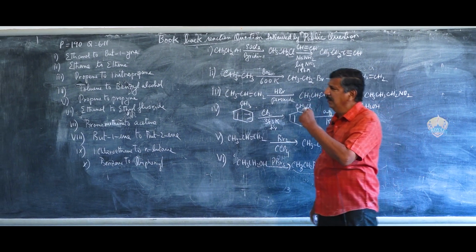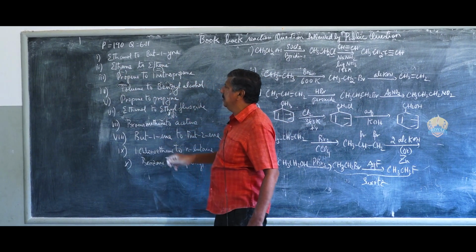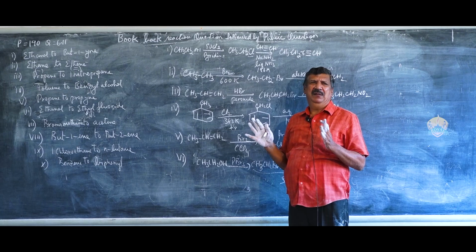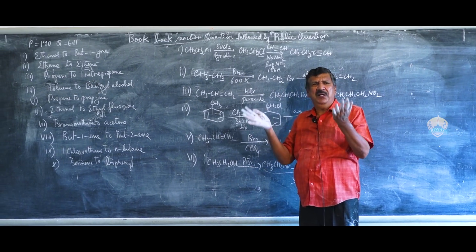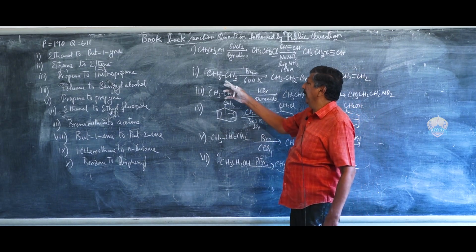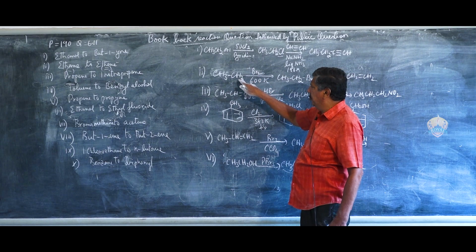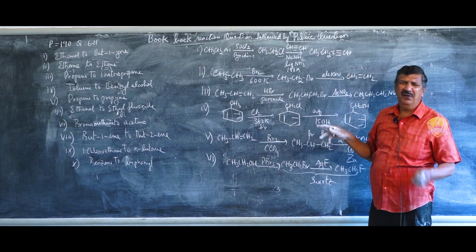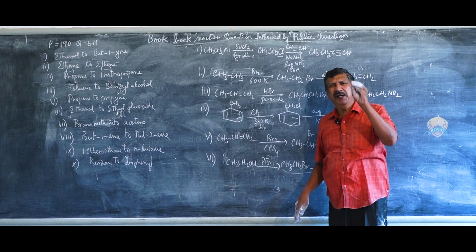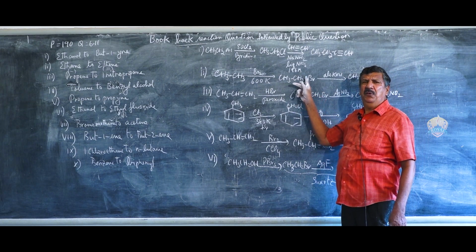Second, ethane to ethene. What is the concept here? A single bond is converted into a double bond. That's all. So, there should be some elimination of 2 atoms from 2 carbons. How is it done? You take ethane. First treat with bromine. The H will be substituted by Br. I already told you again and again, whenever you use chlorine or bromine, only H will be replaced.